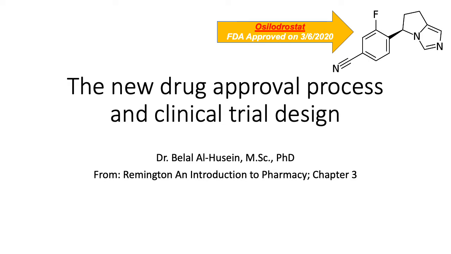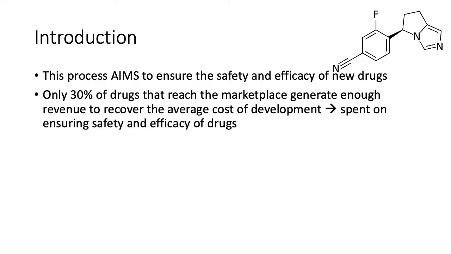Now, the structure above is for a drug called osilodrostat, and according to the website of the FDA, it was the most recently approved drug. It's used for a hormonal excess syndrome called Cushing syndrome. In fact, the FDA has a website that provides any newly approved drugs and their indications and the link for the drug.